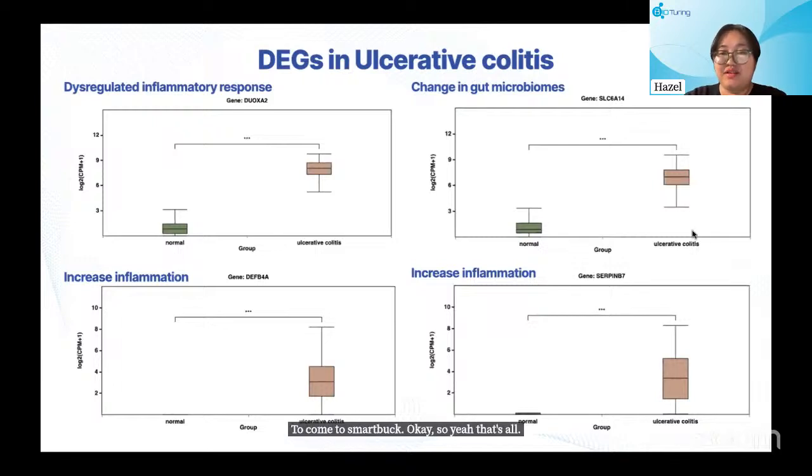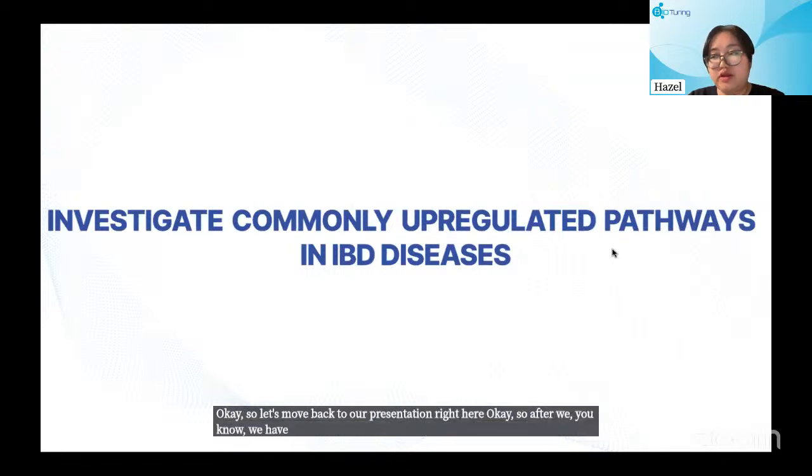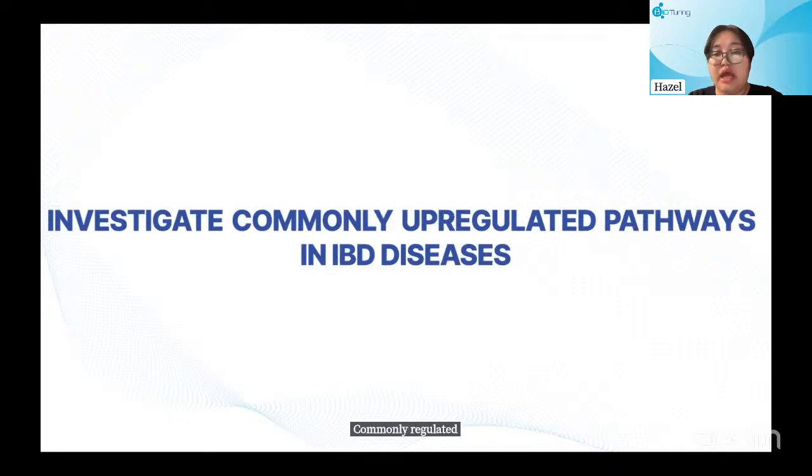Okay, so let's move back to our presentation right here. After we have identified the differentially expressed genes in both Crohn's disease and ulcerative colitis, we now want to understand the broader biological context of these changes. So to do this, we perform pathway analysis to identify commonly upregulated pathways in IBD.